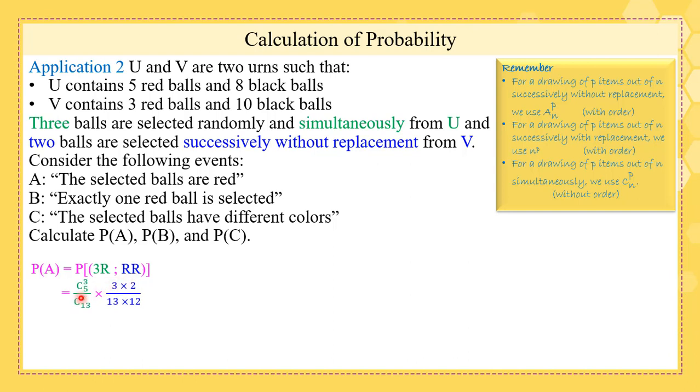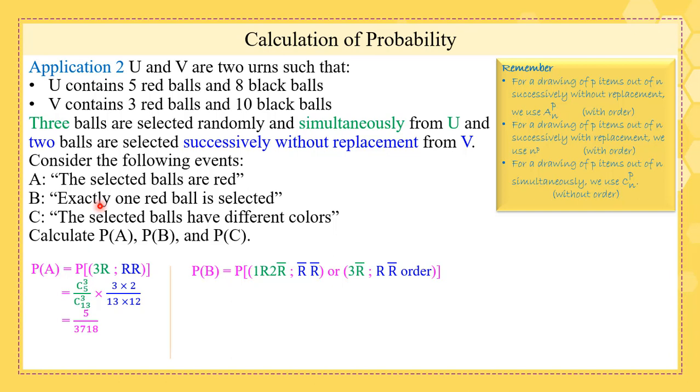So in this case, we're going to deal with each case alone with a multiplication in between, because this means and. So we need to choose 3 red balls from U simultaneously. So 3 out of 5 over 3 out of 13 times 2 red balls from V successively without replacement. So we're going to choose 3 times 2 in the numerator and 13 times 12 in the denominator. And remember here that the order is not important because RR are the same letters. And this would be the answer. Try to think about P of B in the same manner.